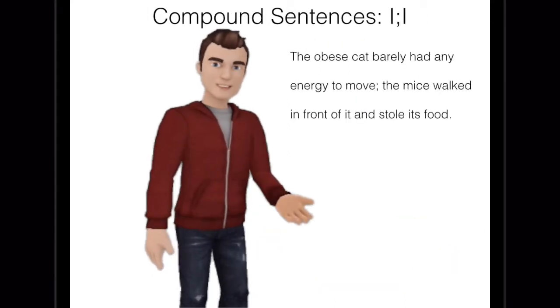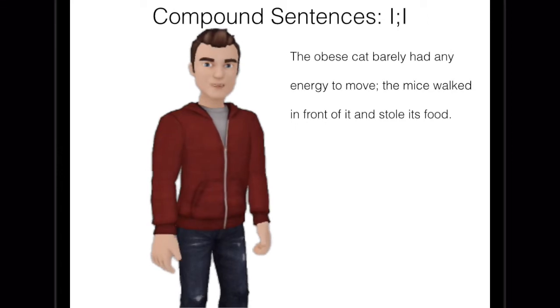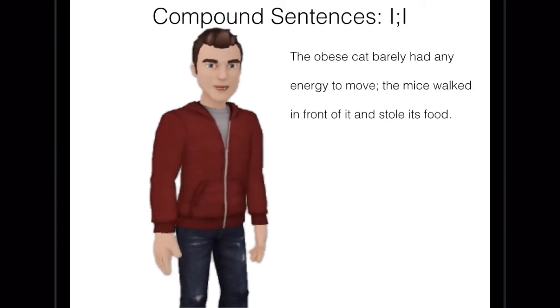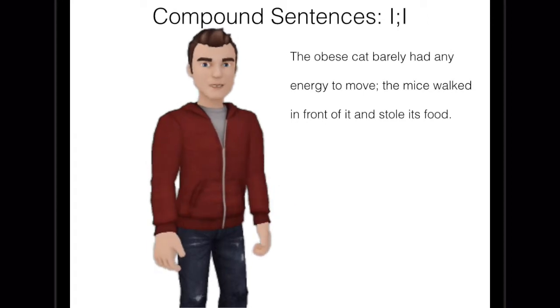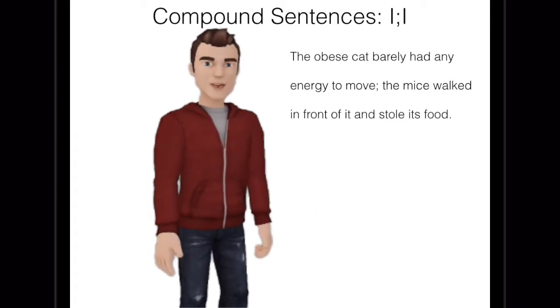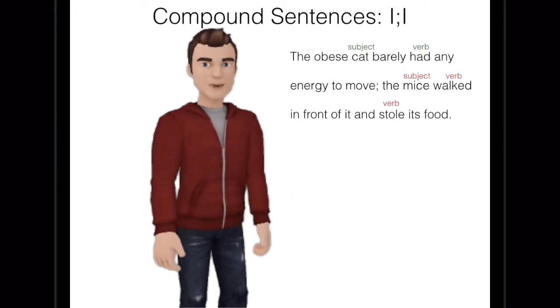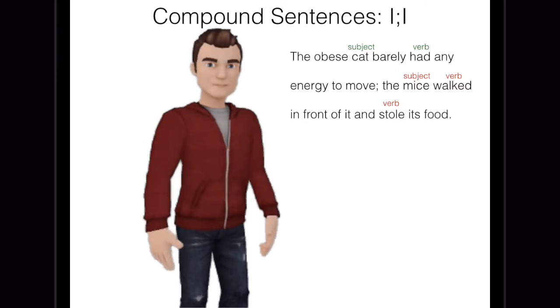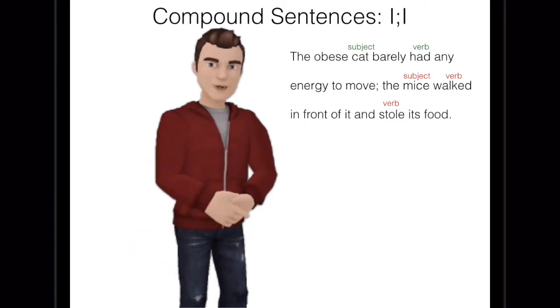The next type of sentence is a compound sentence with I, semicolon, I. So in this first one, we have: the obese cat barely had any energy to move; the mice walked in front of it and stole its food. So on either side of the semicolon, there's an independent clause. We have subjects and verbs on both sides. Cat had, mice walked, stole. So independent clause on both sides.